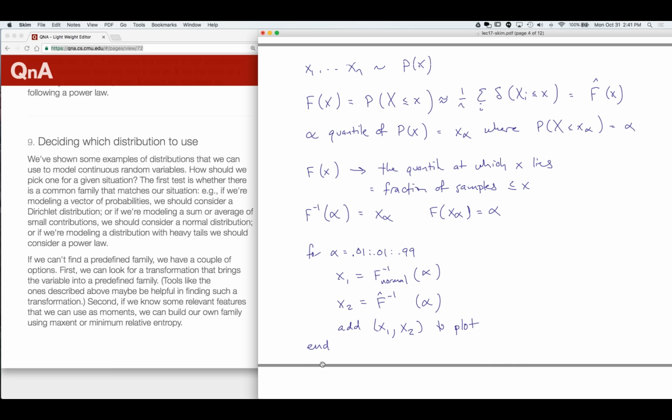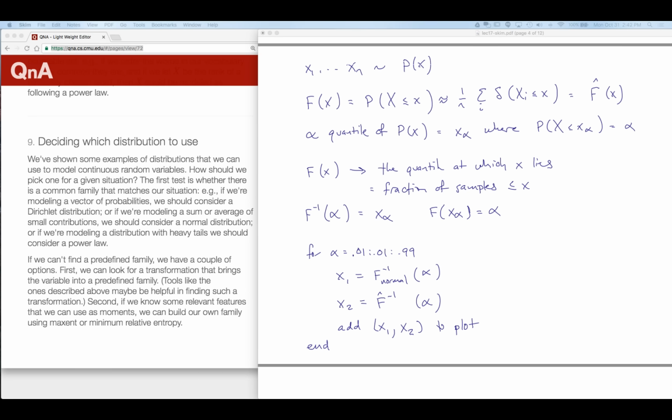So what is this going to do? This produces something called a QQ plot, or a quantile plot, right? We're going to get the alpha quantile that we would get under whatever distribution we're thinking about, maybe a normal distribution. We're going to get the alpha quantile under our empirical distribution that we estimated up here, and we're going to compare them. And that's going to look something like this.